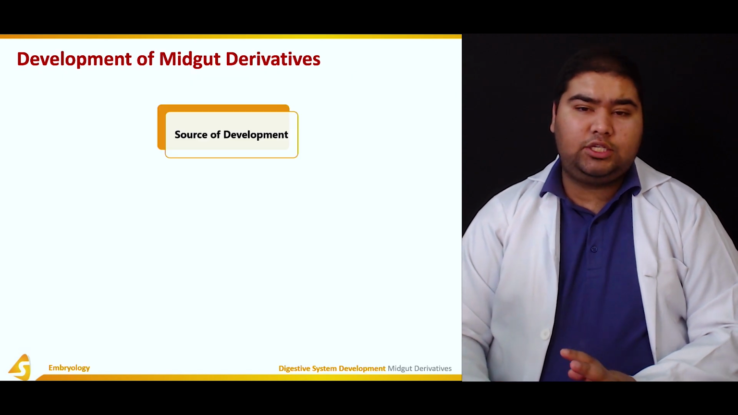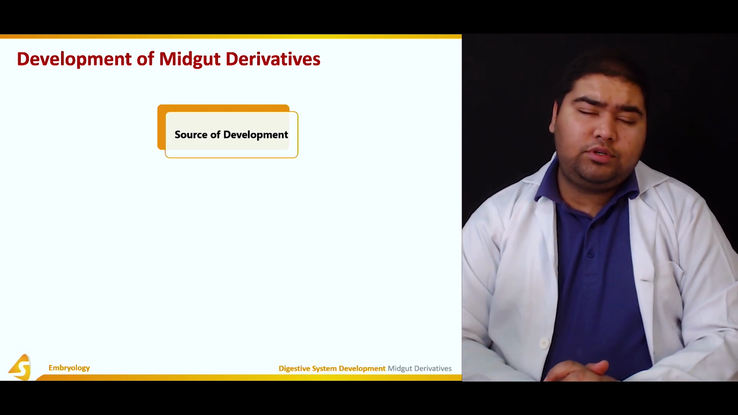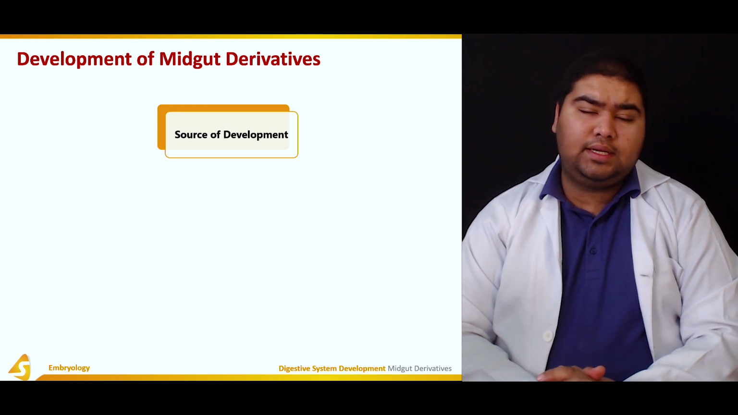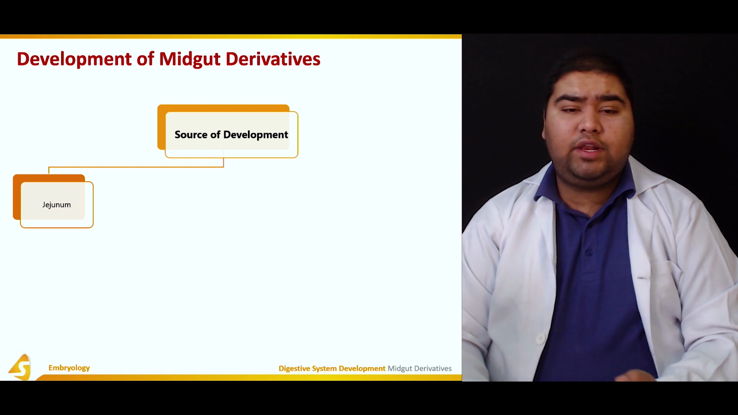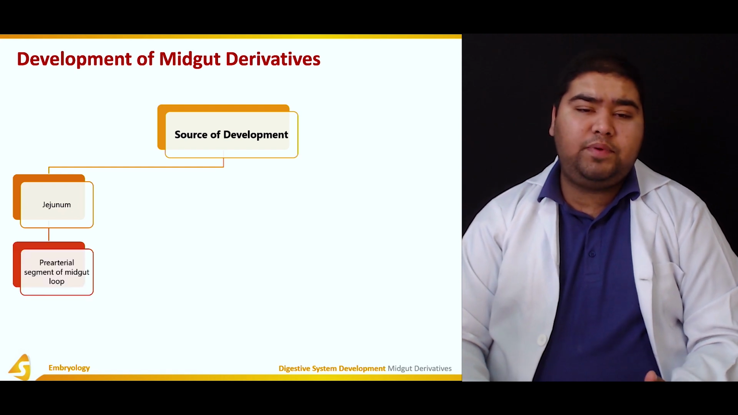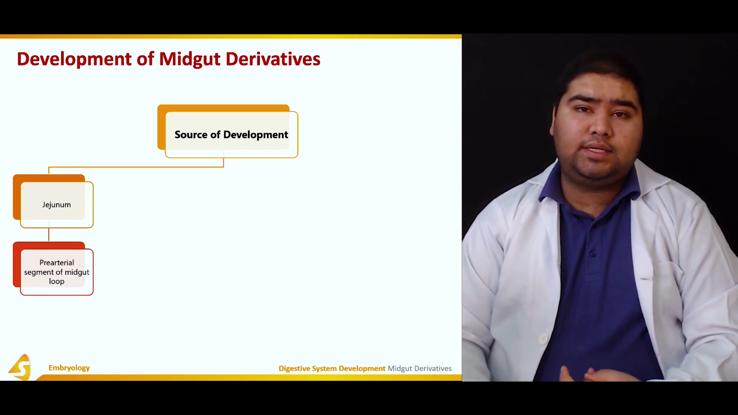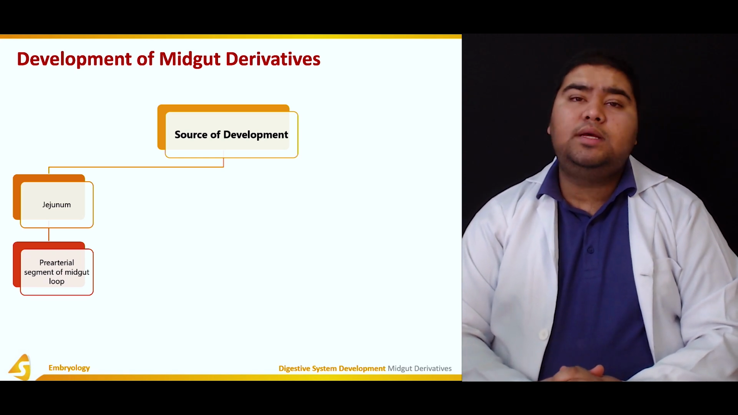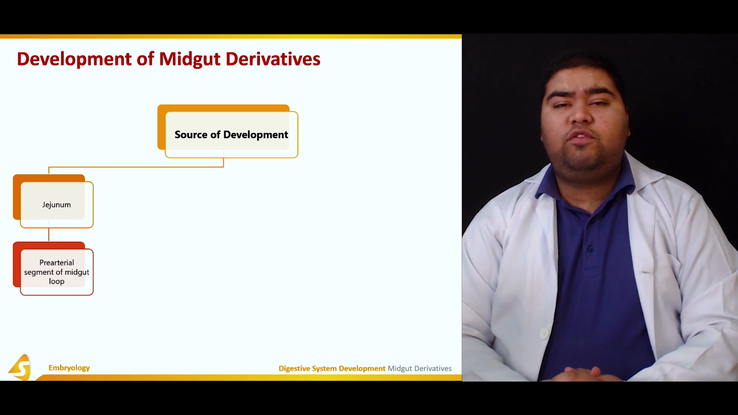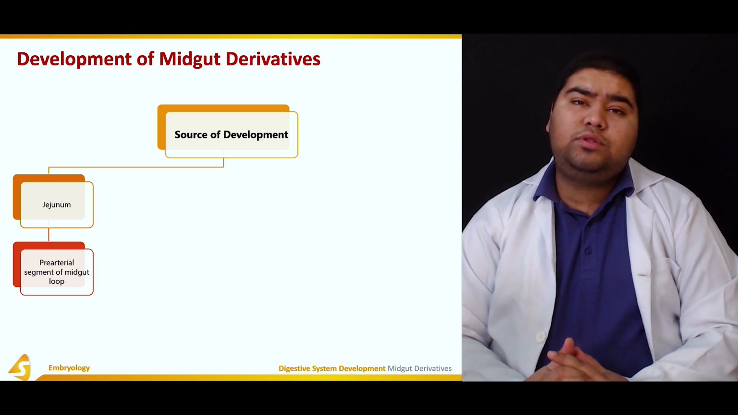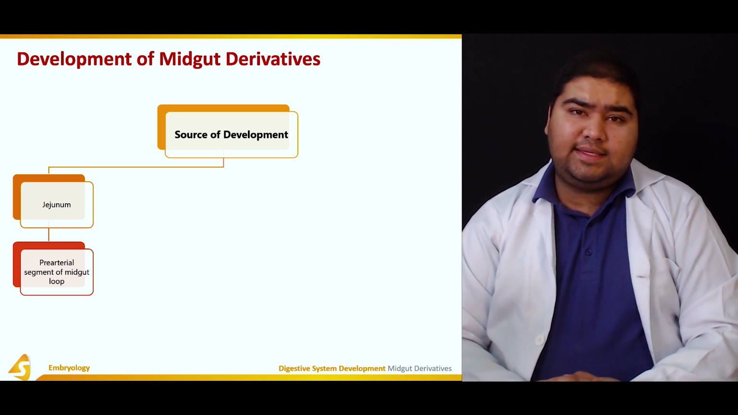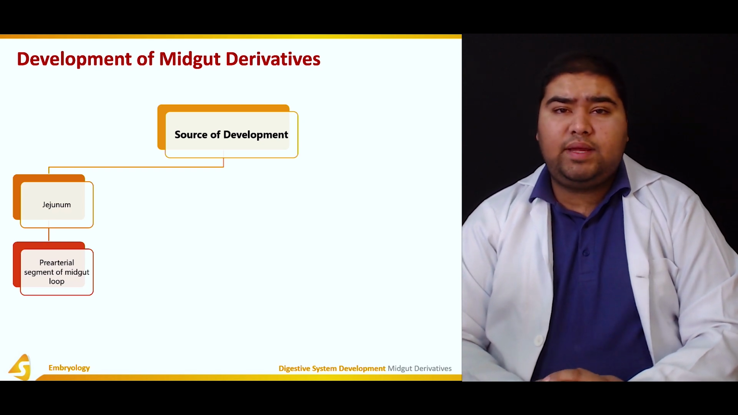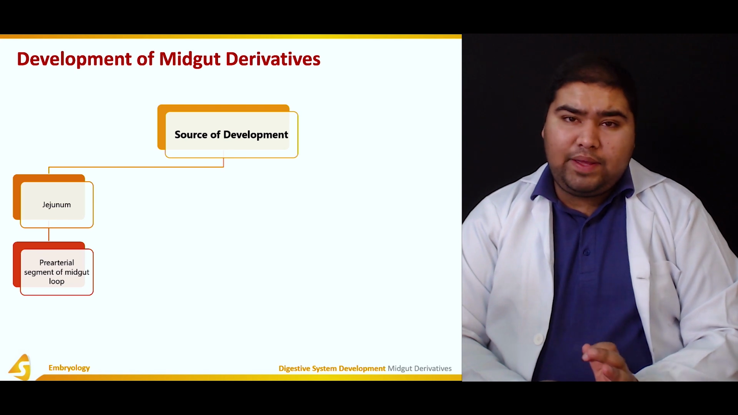So, getting into it, it's important to understand the various sources of development for the midgut. The source of development for the duodenum is the pre-arterial segment of the midgut loop. So, what is a pre-arterial segment? We talked about this before. The artery to the midgut is the superior mesenteric artery. The superior mesenteric artery supplies the midgut at its apex.